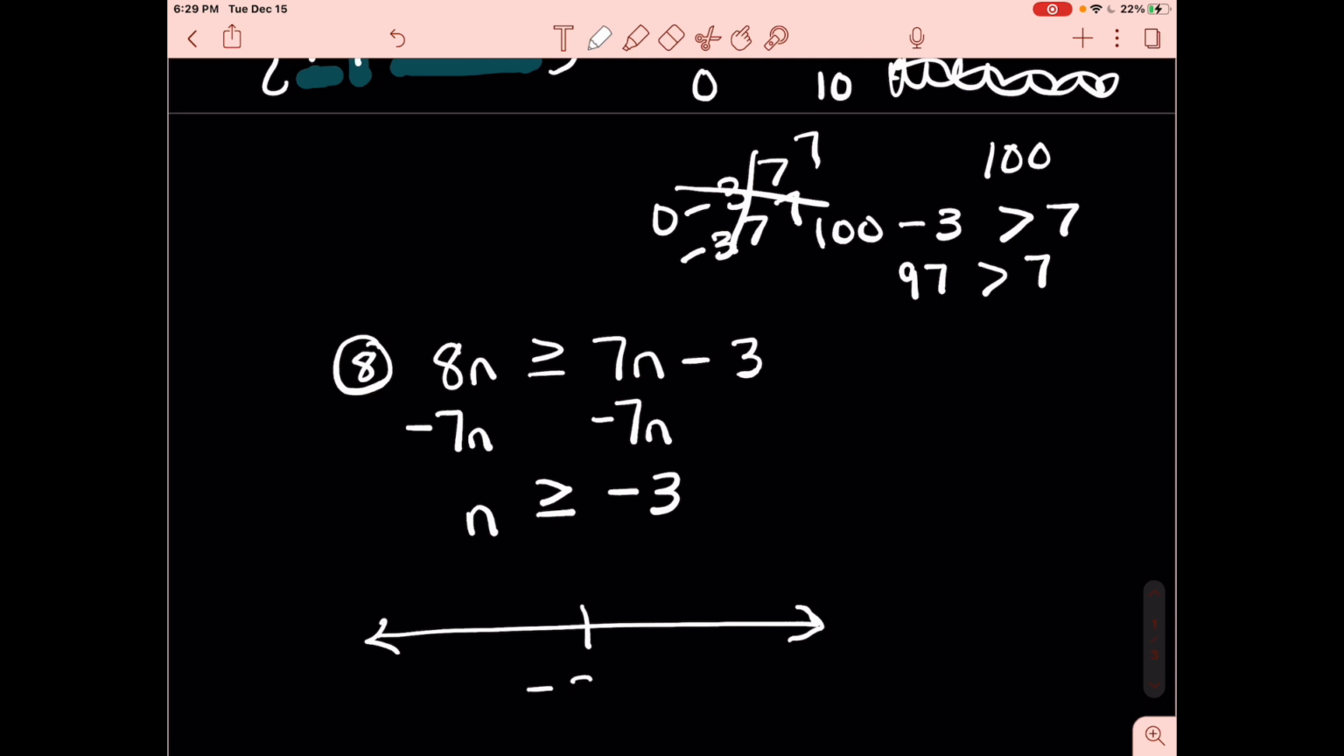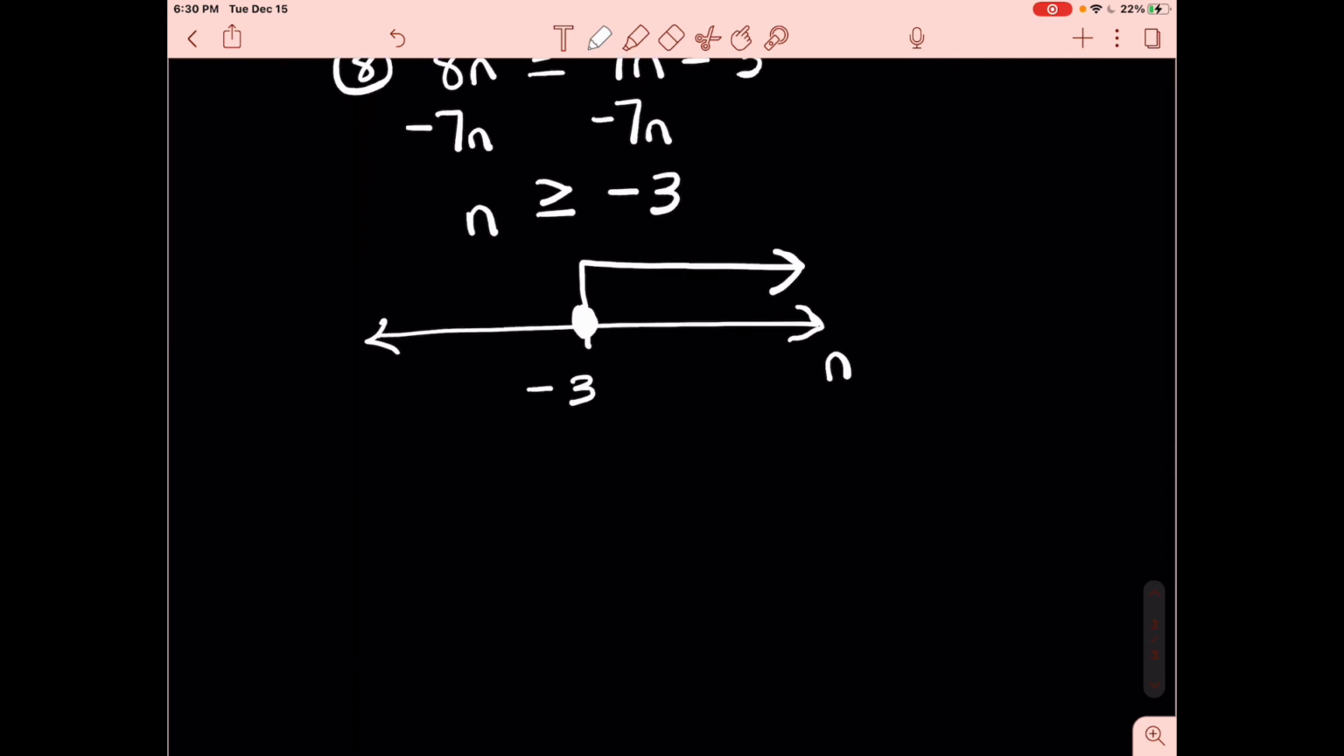Here's -3. No, it's a very cheap number line. It only gets one number. If you want to spend the time to put a lot of numbers on there, that's your business. All right, so at the number, because n is greater than or equal to, we're going to color in the dot this time because n can be -3. -3 is definitely greater than or equal to, because it's equal to -3. And then again, n is greater than, so I'm going to go this way.